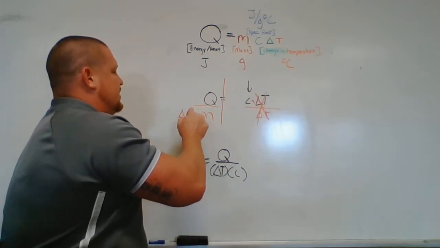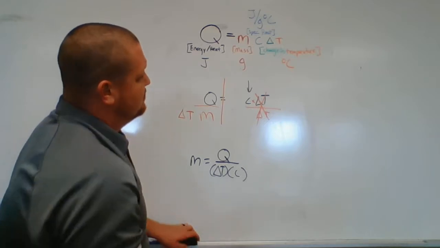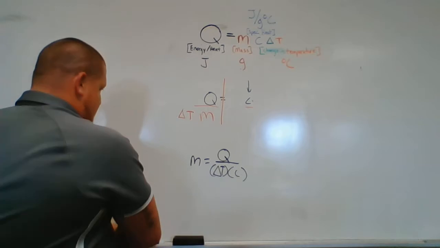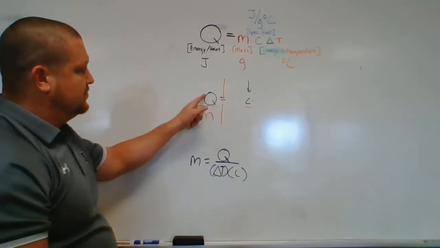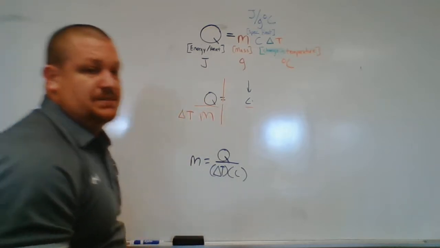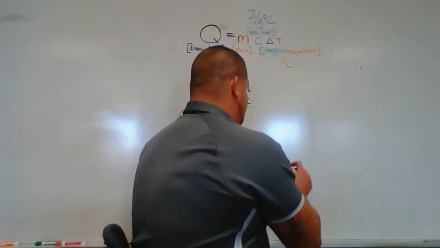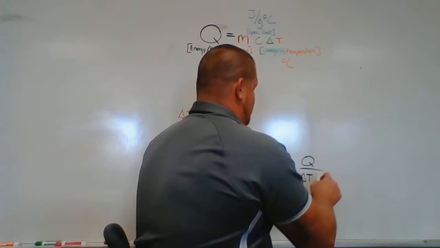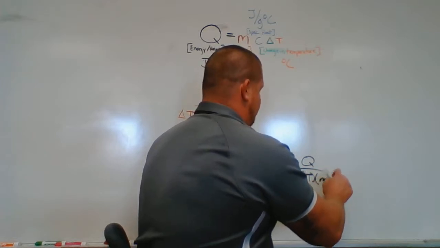Right? We're going to put that over here. So we have removed the change in temperature. So now we have C equals Q divided by change in temperature times M. So C equals Q divided by change in temperature times mass.